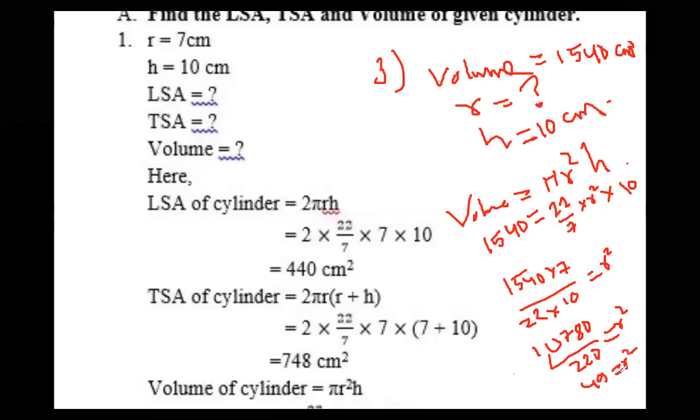We have less than 1 minute. The video can stop anytime. So 49, what is it the square of? It is 7 square. So square and square will be cancelled. That means r will be equal to 7. This is going to be the answer. Okay, is there any problem? No, sir.